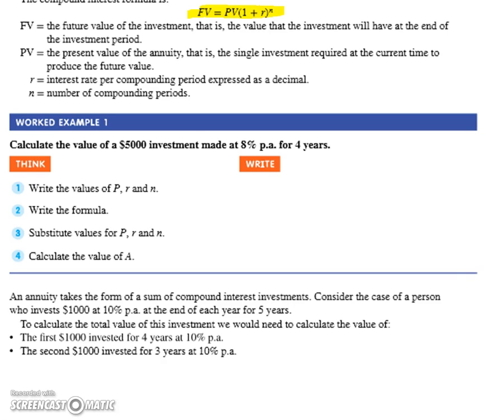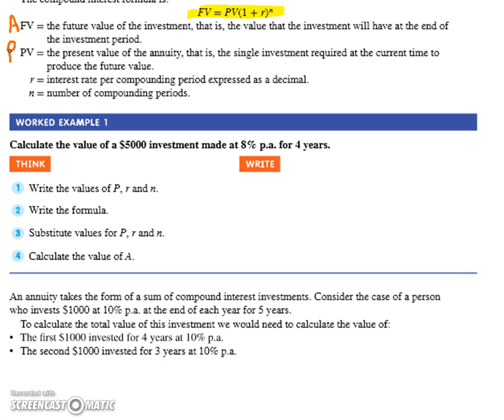Now you'll notice that they've all of a sudden changed the names. They've gone for A and P. FV is the equivalent of A in this one, and PV is the equivalent of P. They stand for amount and principal. So you remember that principal is the amount that we started off with. On this one, it's a $5,000 investment.